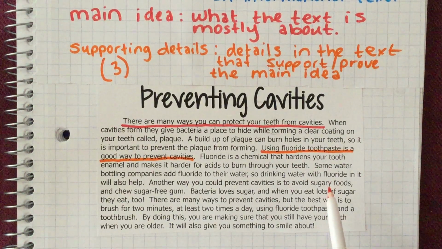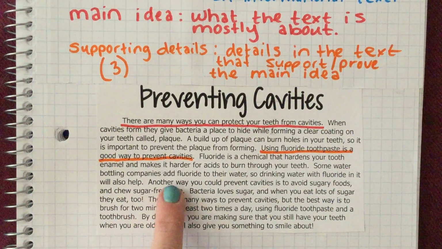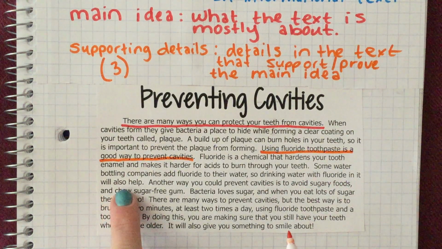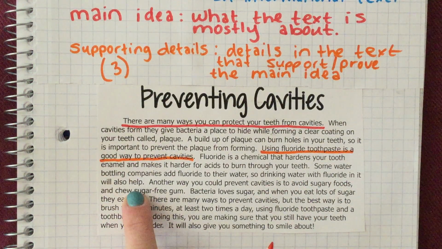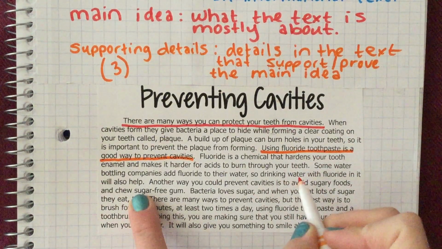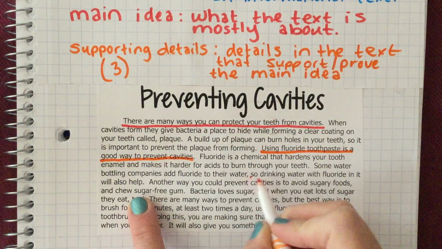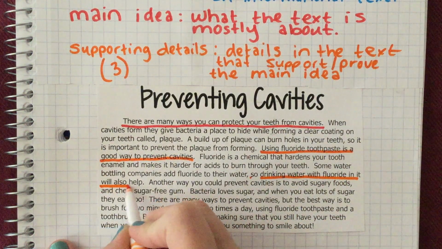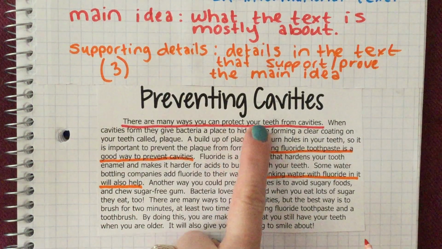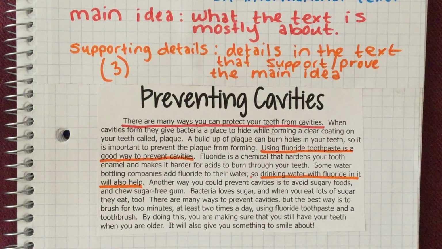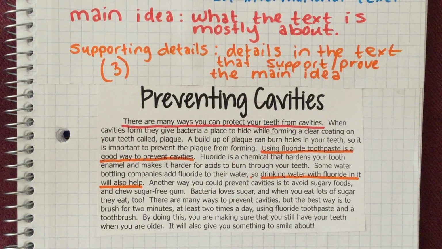Let's look at this one. Some water bottling companies add fluoride to their water, so drinking water with fluoride in it will also help. Look at that. I'm not going to underline the whole thing because this section, so drinking water with fluoride in it will also help what? Protect your teeth from cavities. So there is another supporting detail. All right, let's keep going.